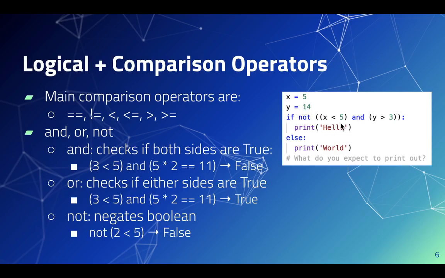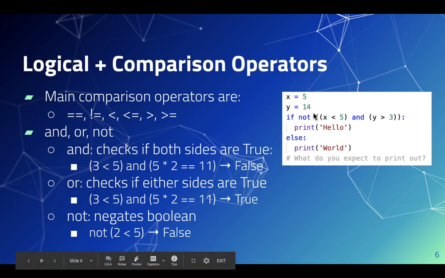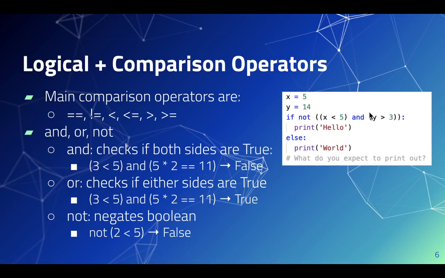So let's break it down. X is less than 5. This is actually false because 5 is not less than 5. So this side's false. The and requires both sides to be true, but since one of them is false, we already know that this will be false. And then we have the not. The not basically flips it. So the not in front of this condition will take the false result we got and flip it to true. So now it's actually saying if true, print hello. So it will in fact print hello.